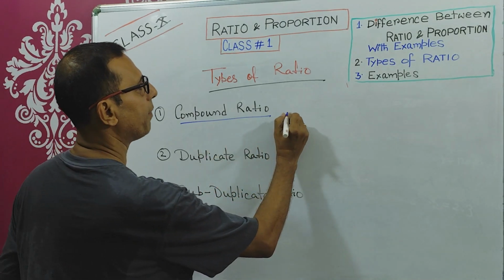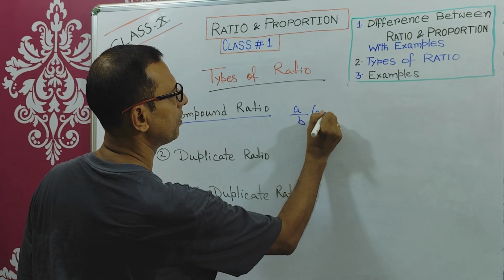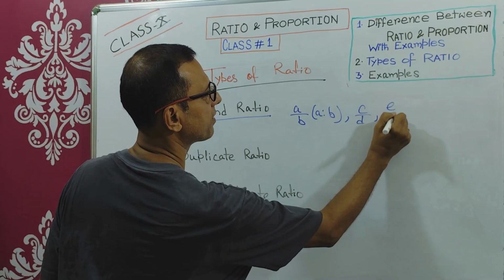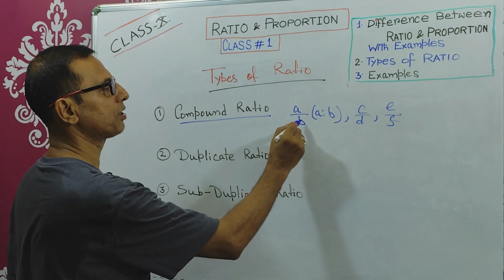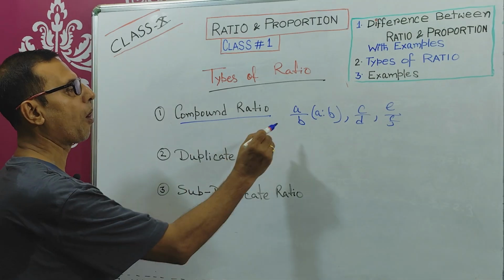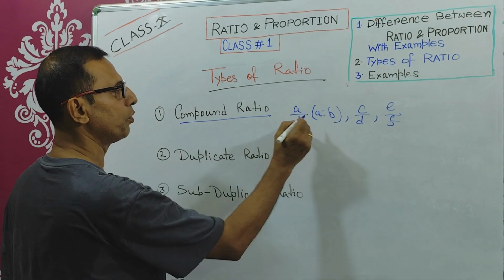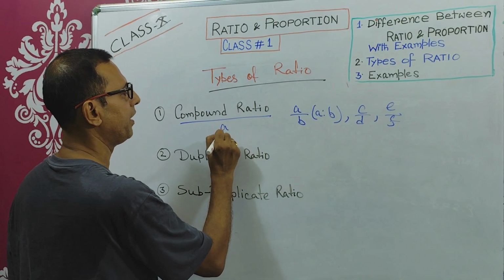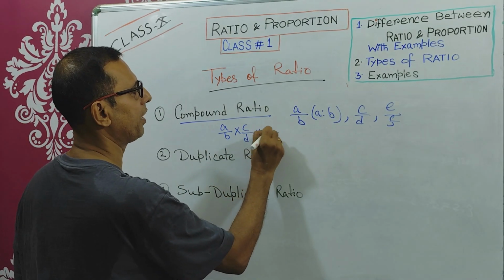If there are multiple ratios, like one ratio is A by B, or you can say A is to B, whatever it is. So A by B, C by D and E by F. Whatever could be the number of ratios. Now you are asked to find out the compound ratio of the given ratios. So the compound ratio of A by B, C by D and E by F will be A by B into C by D into E by F.